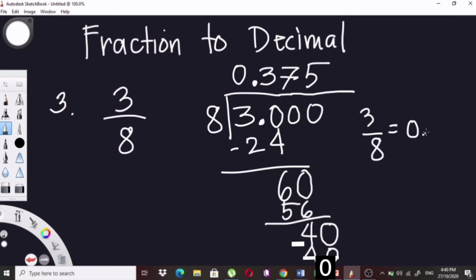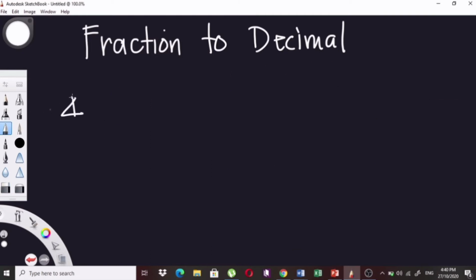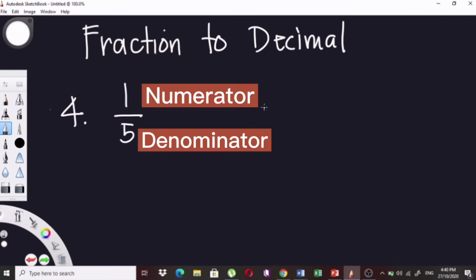Okay, so that means 3 over 8 is equal to 0.375. So, this is the final answer for number 3. Then, let's have number 4. 1 over 5.